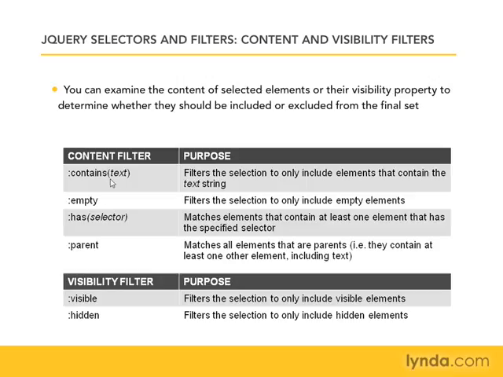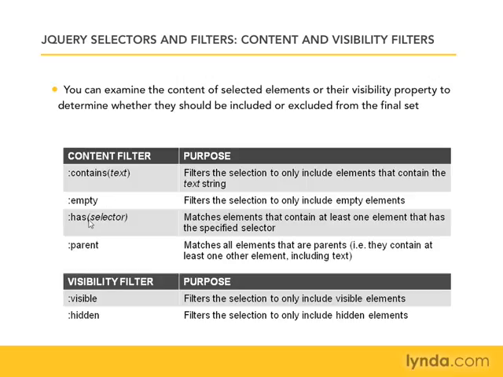There's the contains filter, and you pass it some text. And what will happen here is jQuery will look inside the child elements of the element on the selector to see if they contain this text string anywhere within their content, any of their child elements. The next one, the empty filter, says only include elements in the result set that have no child elements inside them.